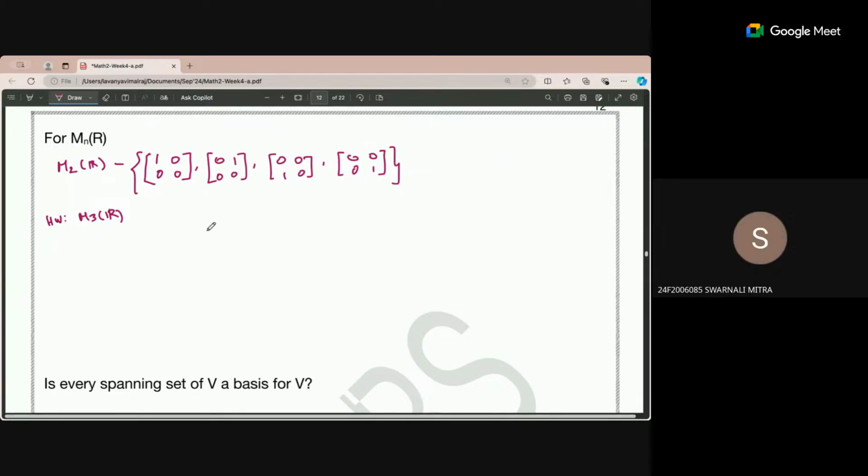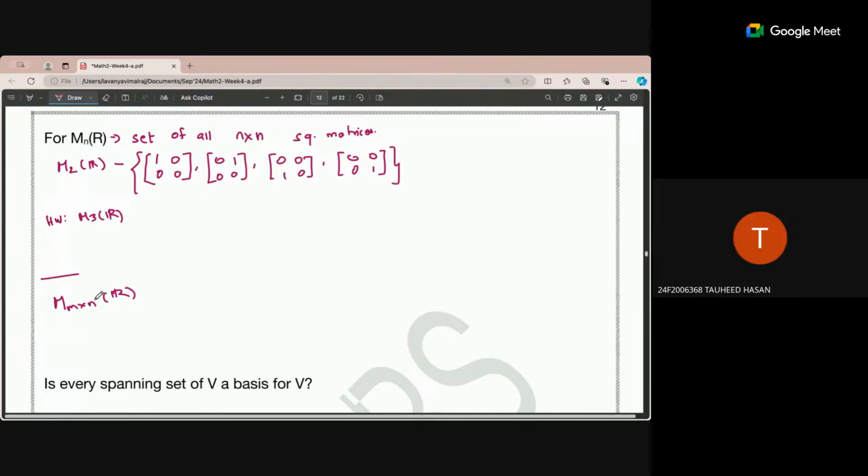Please, can you explain Mn of R? Mn of R is the set of all n by n square matrices. Okay. Can we construct for rectangular matrices also? Yes, of course, you can consider rectangular matrices also. Suppose you are considering m by n of R, with the same addition and scalar multiplication, that will still form a vector space. Yes, you can consider that as well. Okay, fine.